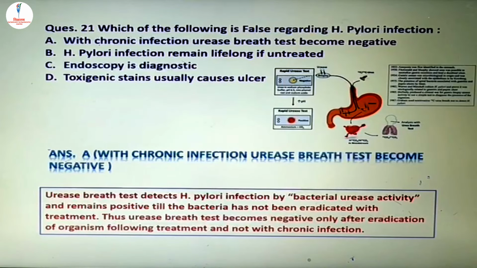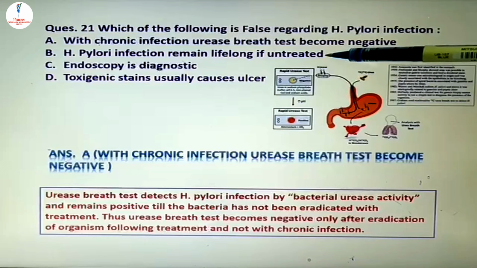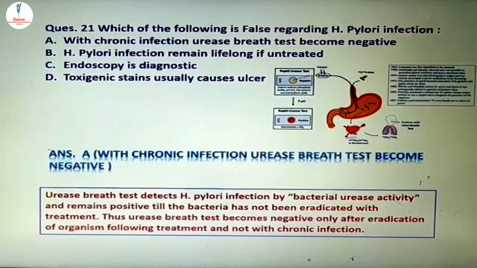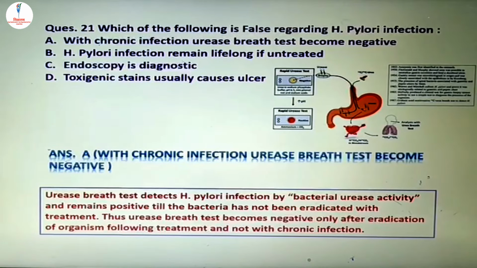Coming to the next question, which of the following is false regarding H. pylori? We know that H. pylori infection remains lifelong if it is untreated, so it must be treated. The treatment of choice is clarithromycin and bismuth, which we will discuss in the coming slide. Endoscopy is diagnostic because we can perform the urease test. Toxigenic strains cause ulcer. We have already discussed in the previous slide that H. pylori infection first causes gastritis and later on adenocarcinoma. So these three are true.